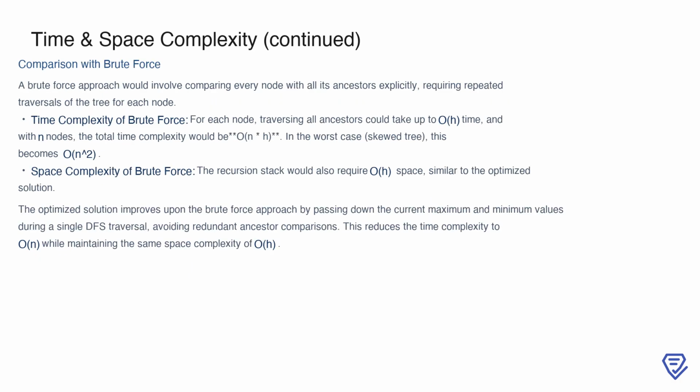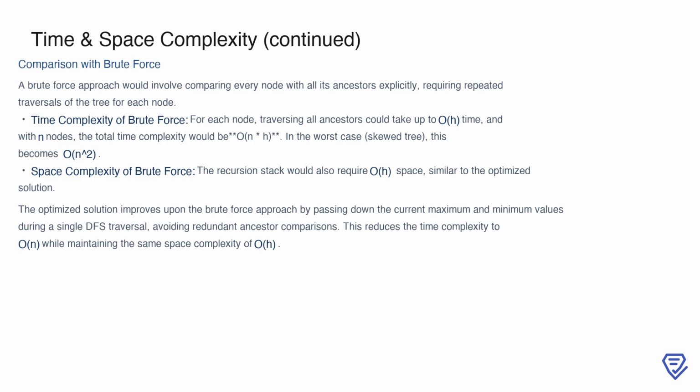When comparing this optimized solution to a brute force approach, the advantages become clear. A brute force method would involve explicitly comparing each node with all its ancestors, requiring multiple traversals of the tree for every single node. For time complexity, this means that for each node, traversing its ancestors could take up to O(h) time. With n nodes in the tree, the total time complexity would be O(n*h). In the worst-case scenario, such as a skewed tree, this becomes O(n²).